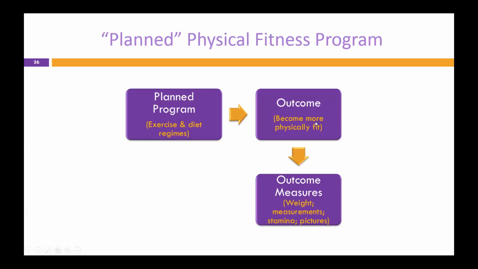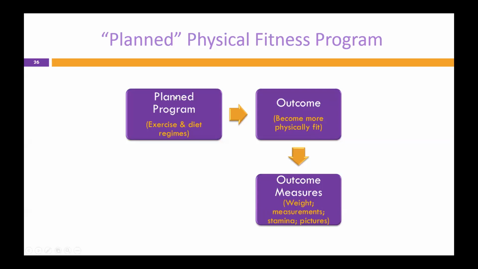So let's say our outcome was becoming more physically fit, and we had to figure out how we're going to operationalize that. And let's say we have four ways we're going to do that. Weight, okay, so there should be a change in weight. Measurement, so we're going to measure areas of the body before and after a program. Stamina, so how long you can run on that treadmill before and after the program. And pictures before and after a program. And again, you see these all the time, these outcomes, when you watch infomercials.